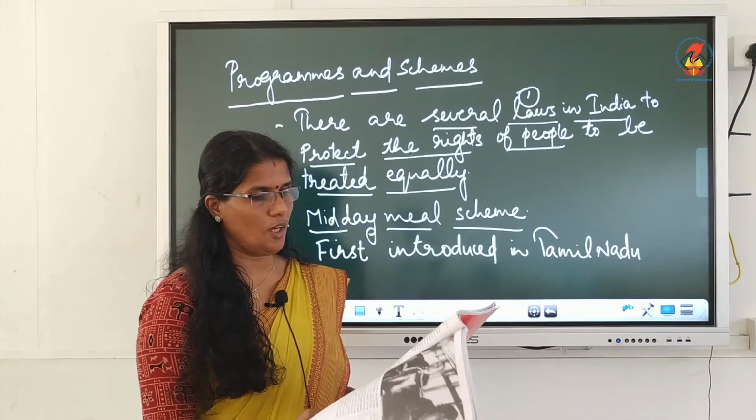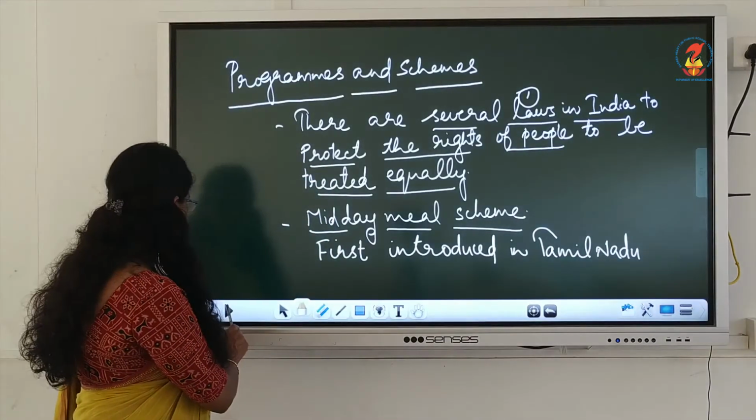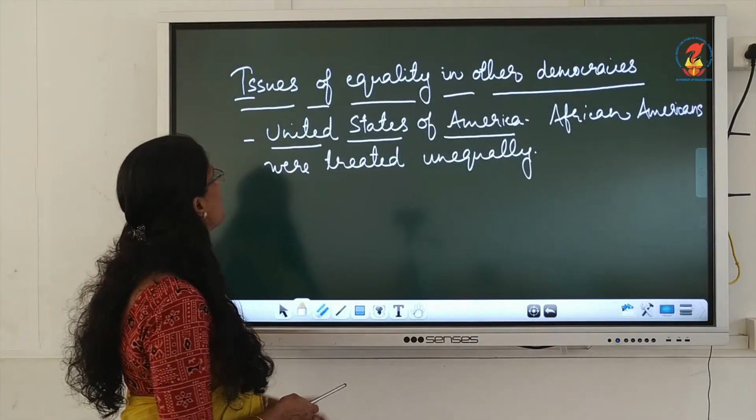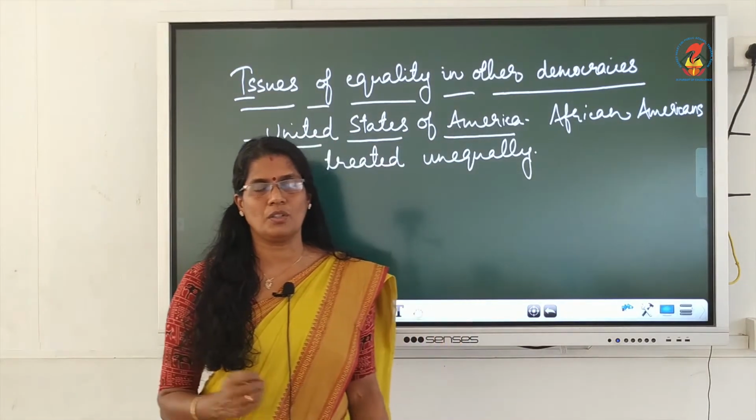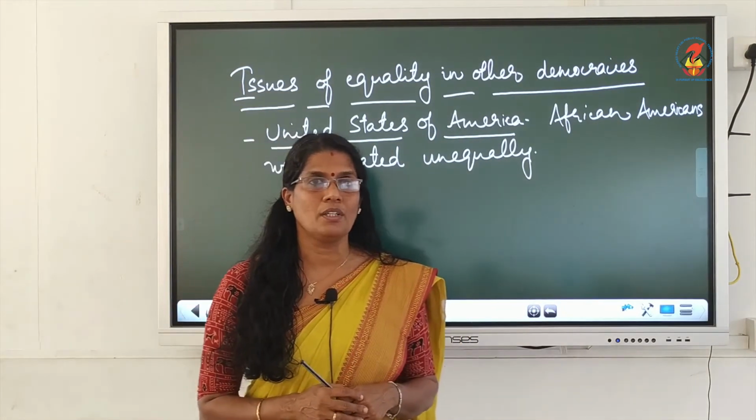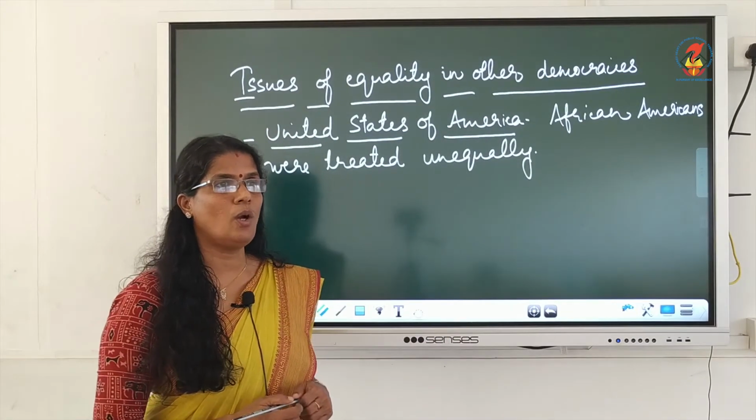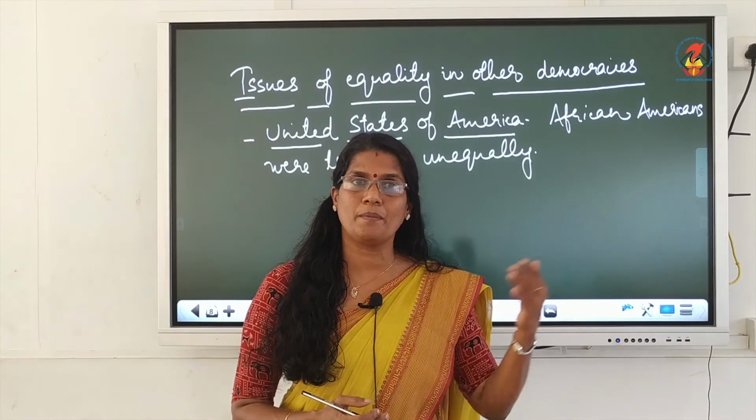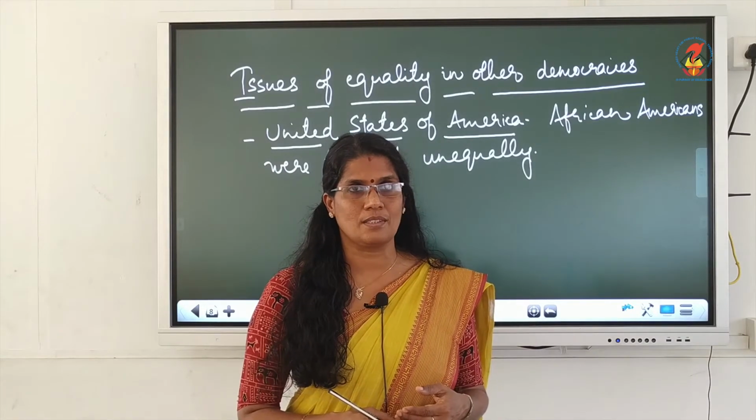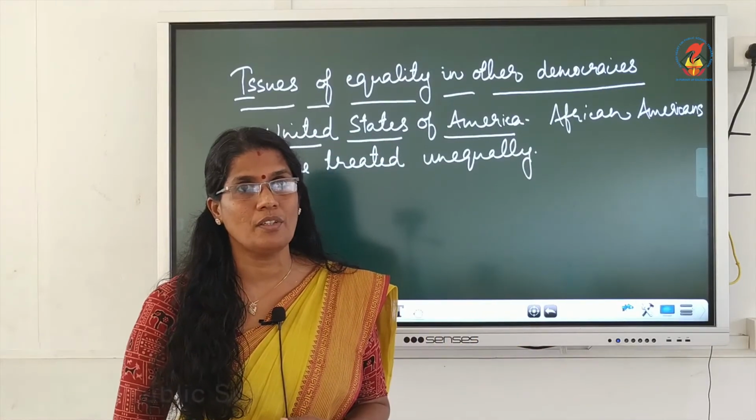Now, issues of equality in other democracies. Now we talked about India only. Yes. Now about other democracies, other countries, we are going to give the example of the USA now. So in the United States of America, we all know there were African Americans. So these people were brought from Africa as slaves. So their main way of discrimination is on the basis of race.